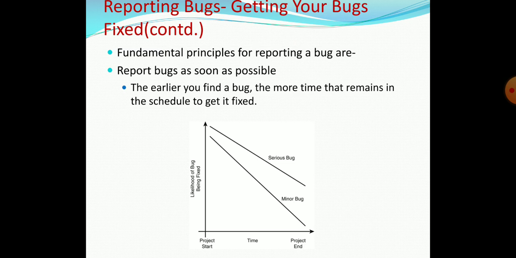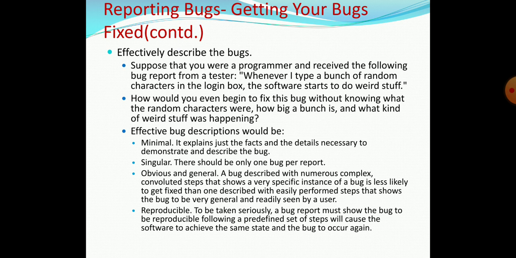So it is shown in this particular graph. Then, effectively describe the bugs. Suppose that you were a programmer and received the following bug report from a tester. It is given over here: "Whenever I type a bunch of random characters in a login box, the software starts to do varied stuff."